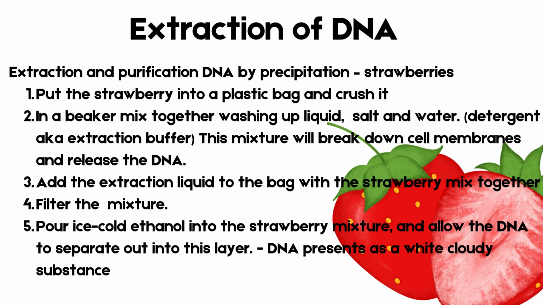You can see DNA with the naked eye by extracting it from strawberries. Here's how. Firstly, crush a strawberry in a bag. Then add washing up liquid, salt, and water to break open the cell membranes. Then add the solution to the strawberry mush and filter it. Finally, pour in ice-cold ethanol. The DNA will appear as a white, cloudy substance in the ethanol layer.